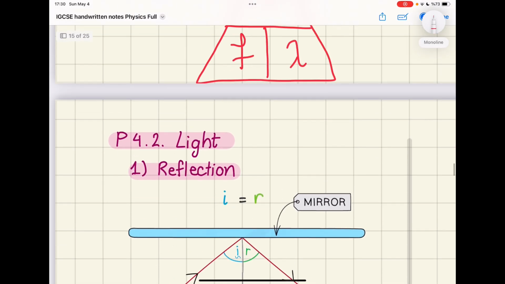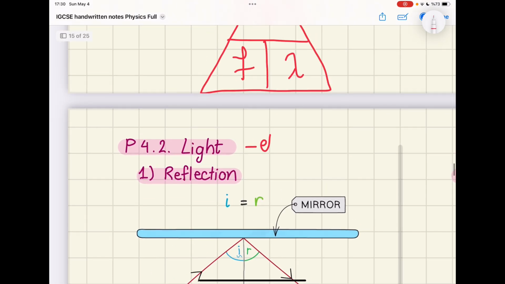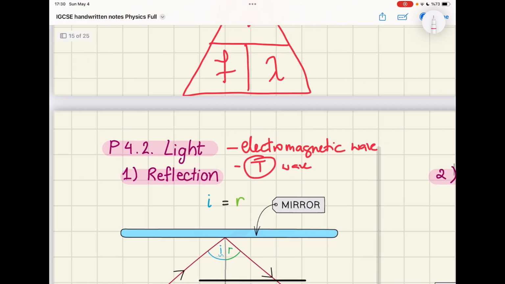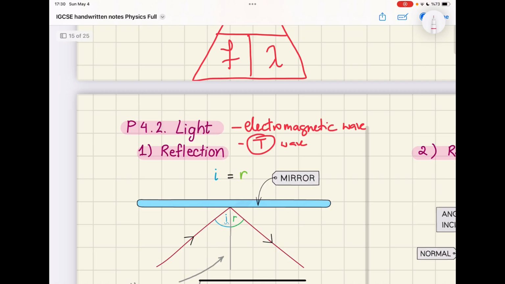And light waves is an electromagnetic wave. And light is also a transverse wave, because all of the electromagnetic waves are transverse waves, which means they go like this, right? Very important thing to remember here is that light doesn't need a medium to propagate. However, it can propagate in any transparent medium such as water and air.